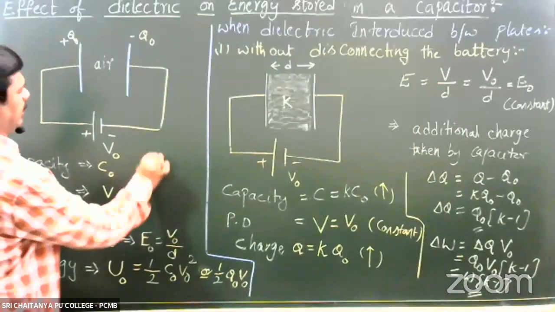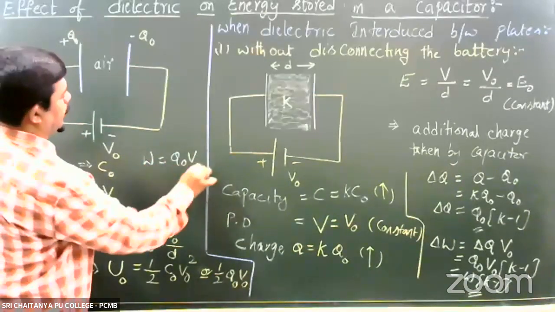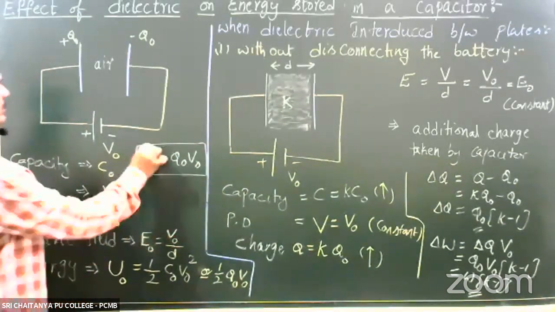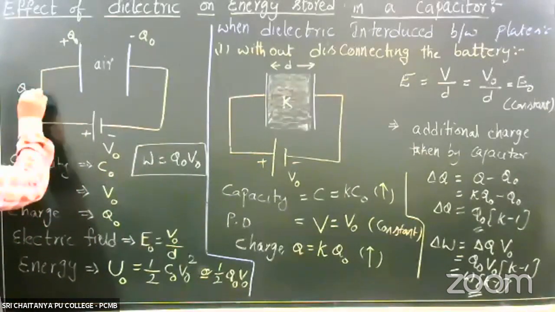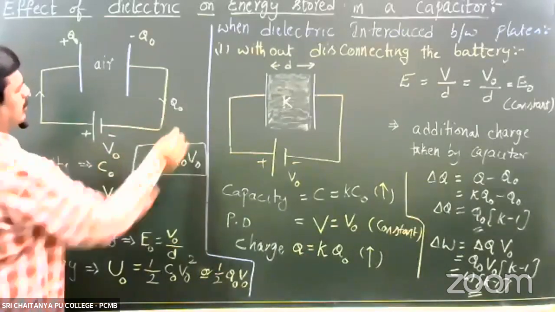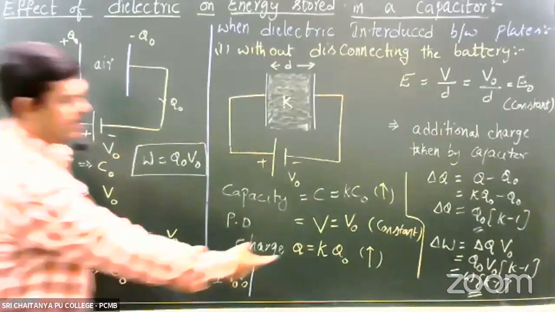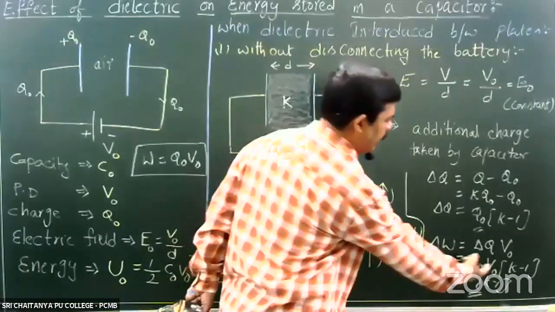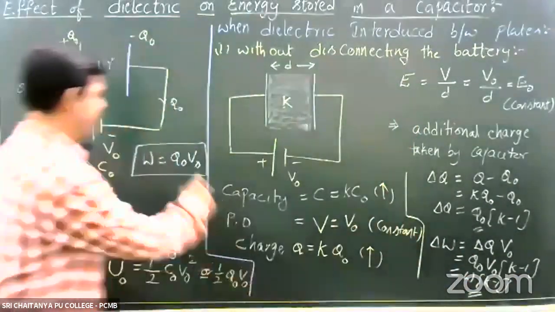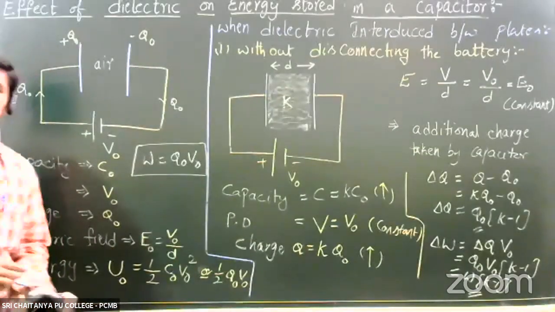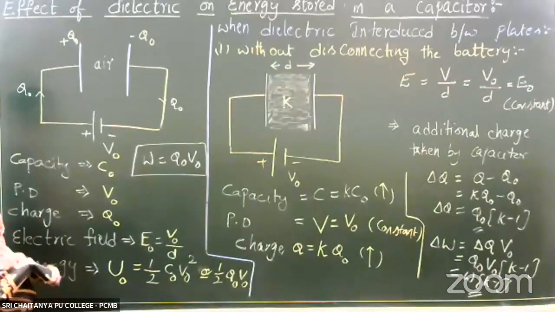Here, what is the work done by the battery in charging? Q naught V naught, if it gives a charge Q naught. See here, the additional work done is Q naught V naught into K minus 1, that is W into K minus 1, where W is Q naught V naught. Right? Come on, note down.